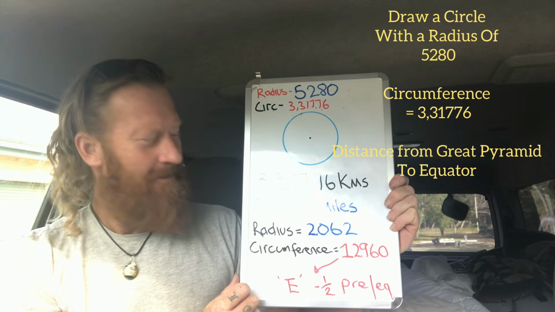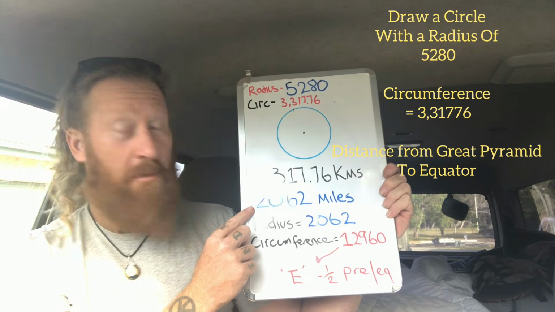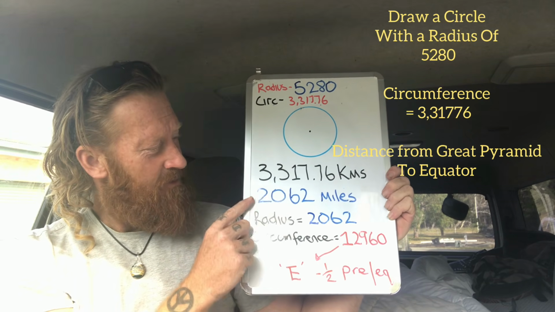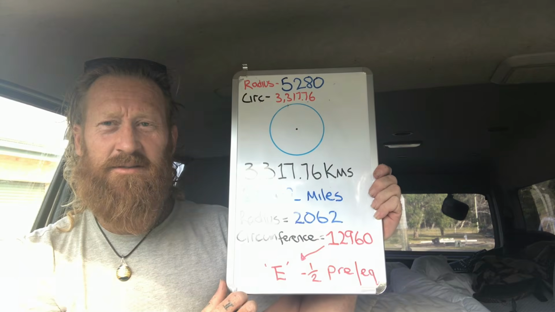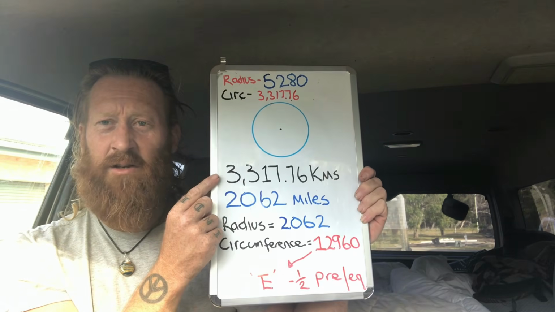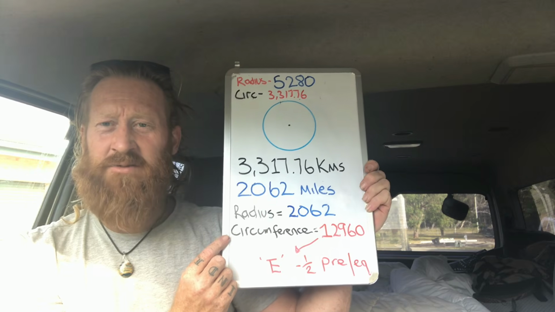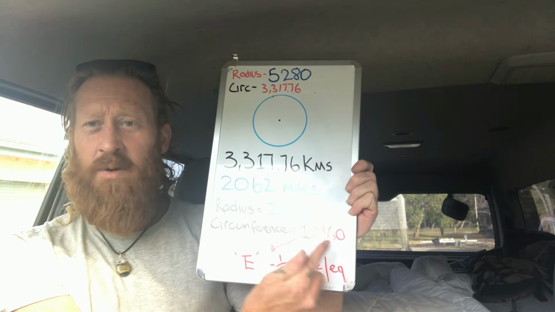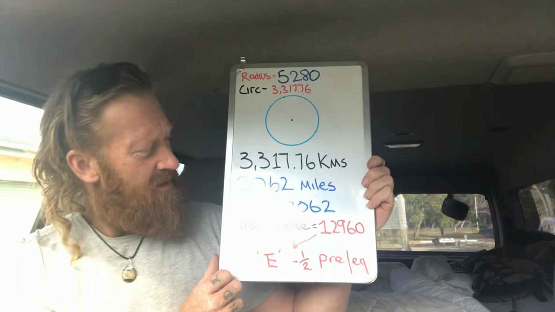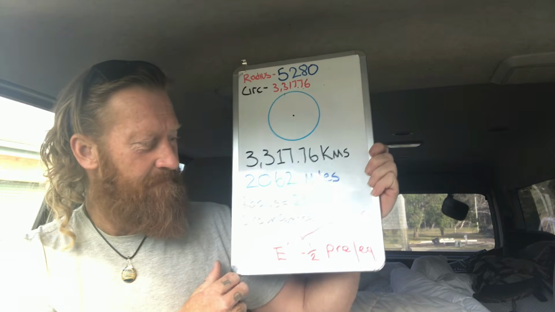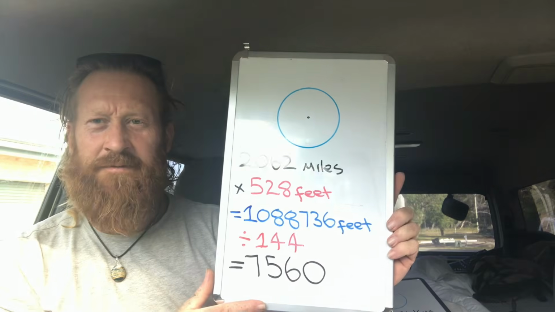Isn't that amazing? Then we take the radius of the miles here at 2062 miles. That's the equivalent of this in kilometres, and we take it as the radius. We get the circumference of half precession, or E. That's a nice number we know in the harmonic series, 129660.